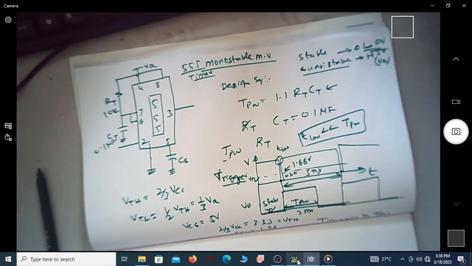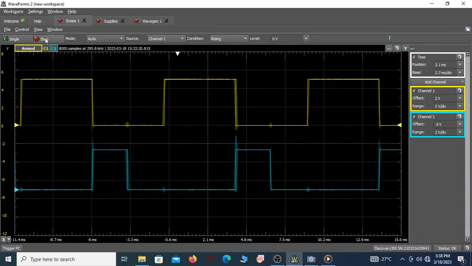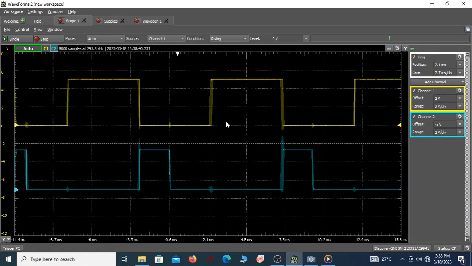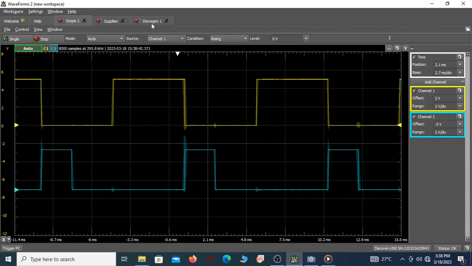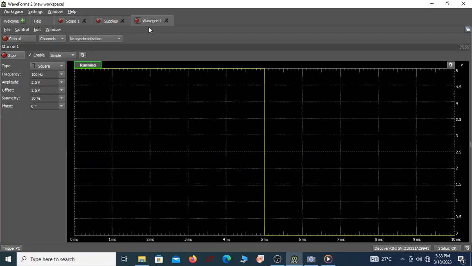Let me go to this and try to see. Let me run this. You can see now. Let me go back to the trigger signal that I should give. You can see I'm giving a trigger signal of 100 Hertz with a 50% duty cycle, and this is 2.5. So this should be 2.5 to ensure that something like this happens. So this is what I'm looking at.